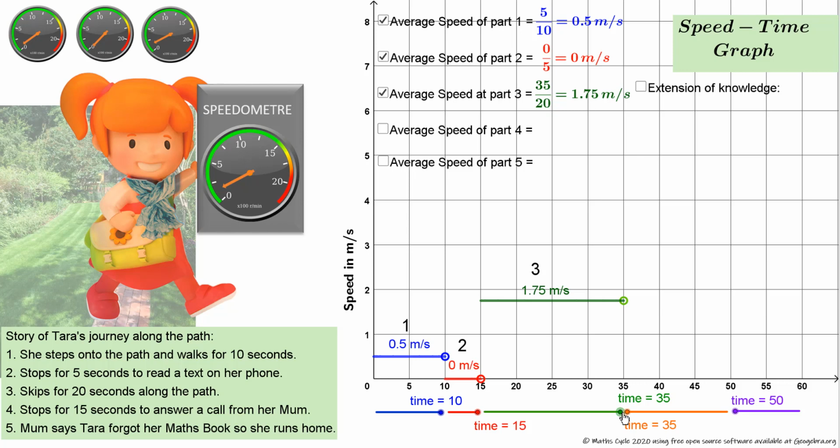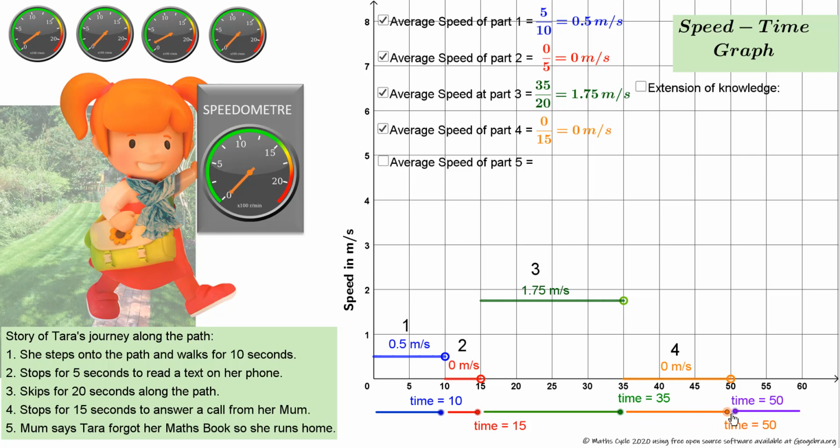Okay, then the fourth part of her journey, she stops for 15 seconds to answer a call from her mum. So again, she has stopped, which means she is still, which means she will have no speed. Her speed will be 0. So back down to speed equals 0, and we're going to have to draw a horizontal line for the 15 seconds that she was on the phone. So draw a horizontal line here from second 35 to second 50.